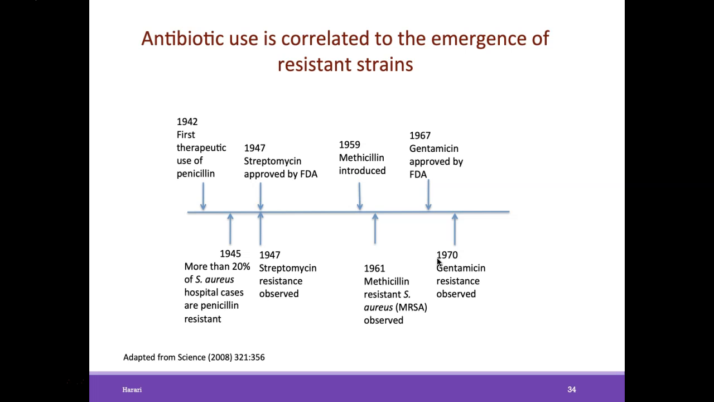But antibiotic use is correlated to the emergence of resistant strains. So just 3 years after the first therapeutic use of penicillin, we saw that more than 20% of Staphylococcus hospital cases were resistant to penicillin. Again, streptomycin was approved by the FDA in 1947. Same year, streptomycin resistance was observed. Same thing with methicillin and gentamicin. So bacteria continually evolve to try to keep up with our use of antibiotics.